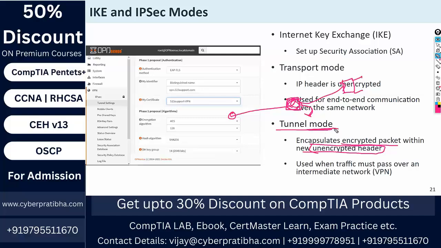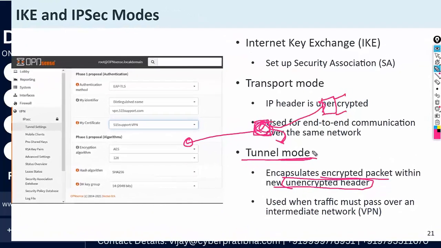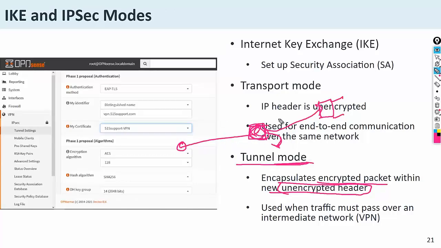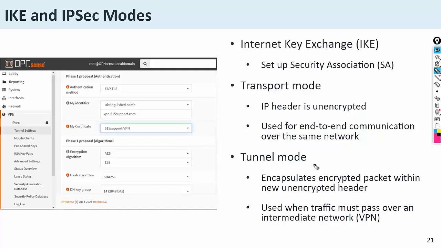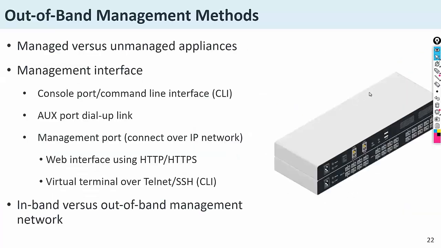This type of mode is used nowadays in the VPN. Like remote VPN, there are lots of VPNs available, Express VPN, remote VPN, and multiple VPNs. These types of VPN actually encapsulate the data, first encapsulate the packet, then use the new unencrypted header. Okay. Now this type of traffic must pass over the intermediate VPN. Intermediate means any mediator that will use the VPN.